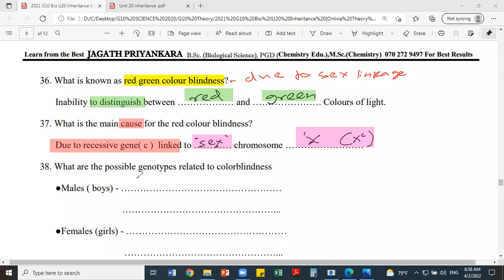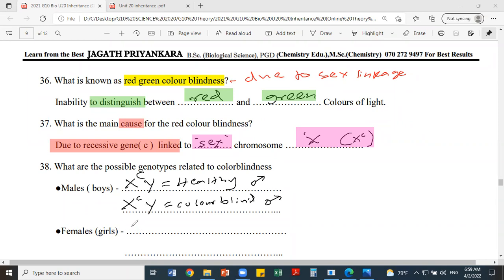So let's see what the possible genotypes in males are. Males can have X capital C Y, a healthy male, or X simple c Y, a color blind male. Please complete the blank: healthy male, and this is color blind. If you want, you can write red-green color blindness, color blind male. I use a symbol for male, or boys. But you can write that they die at birth. That's in the previous one.